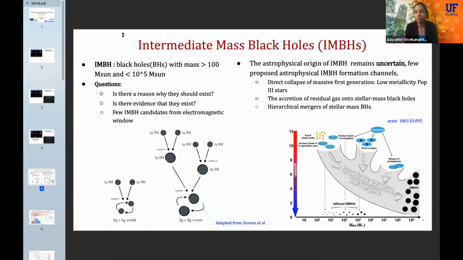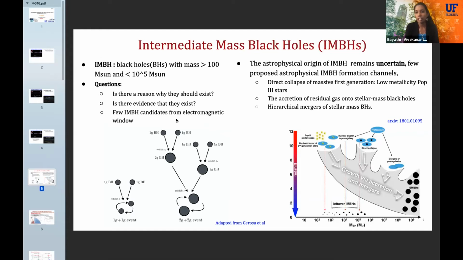But there are a few electromagnetic candidates showing black holes in this IMBH parameter space. The astrophysical origin of these remains uncertain, but there are a few astrophysical formation channels that suggest the existence of intermediate mass black holes, either as a stage in evolving into supermassive black holes, or formed in a dense environment where they accrete more gas and gain mass until they reach the intermediate mass black hole mass range.